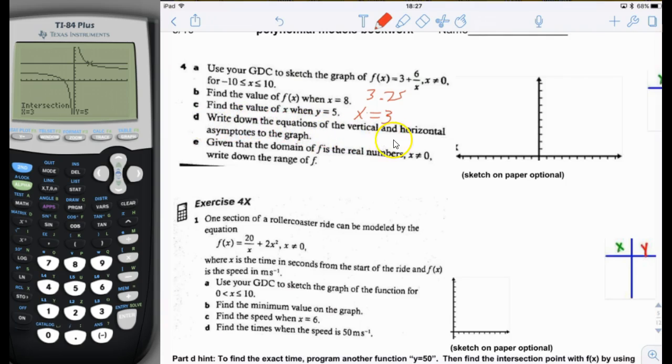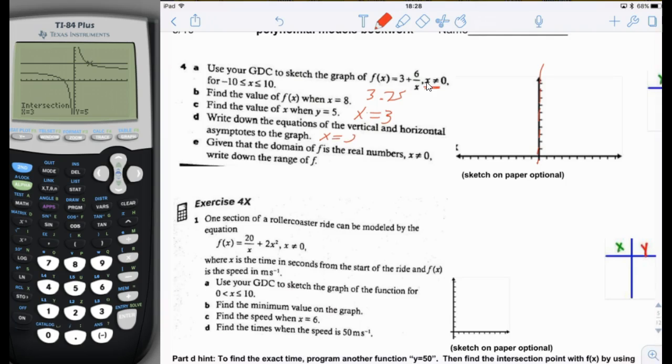Write down the equations of the vertical and horizontal asymptotes of the graph. Remember that the vertical asymptote you can find by this guide here. x is not equal to 0. It's warning you, hey, x is not equal to 0, so there's an asymptote at x equals 0. So you could say, oh, the vertical asymptote is x equals 0.